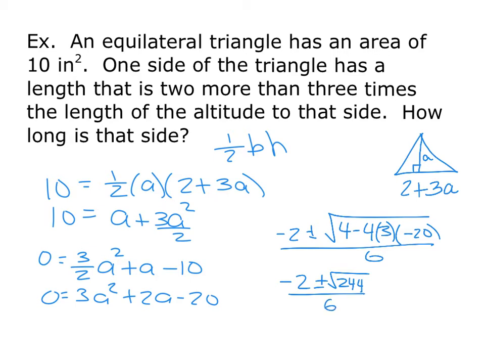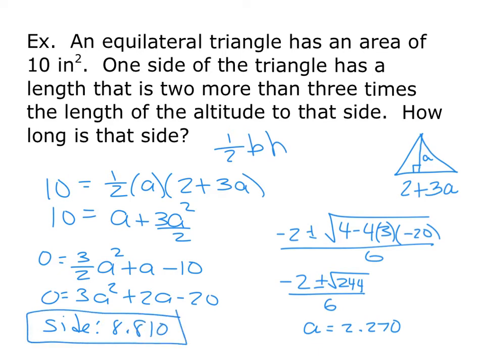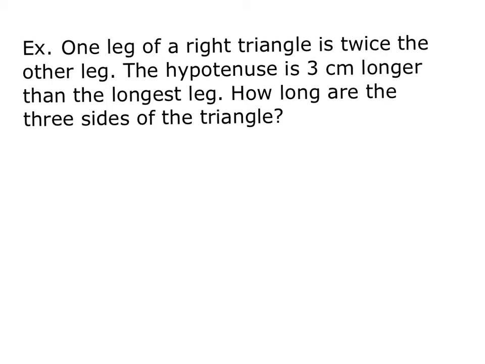That gives me the altitude is 2.270. How long is that side? I have to multiply that times 3 plus 2. So each side of this triangle is 8.810. That's it. All right, pause this, try it on your own.